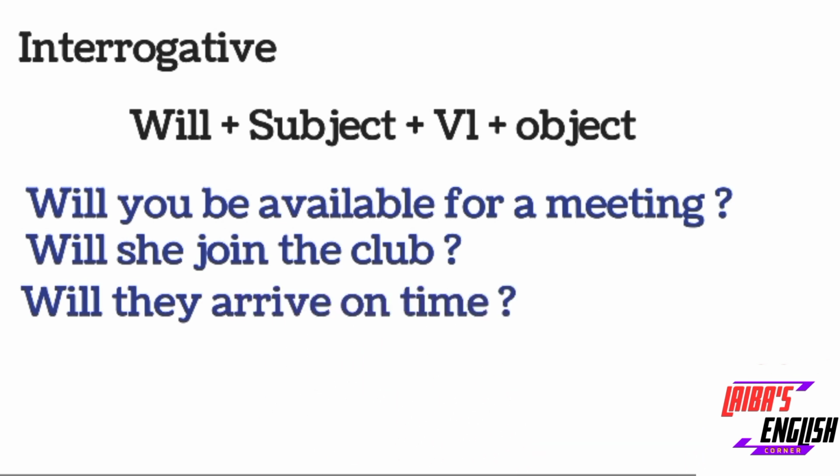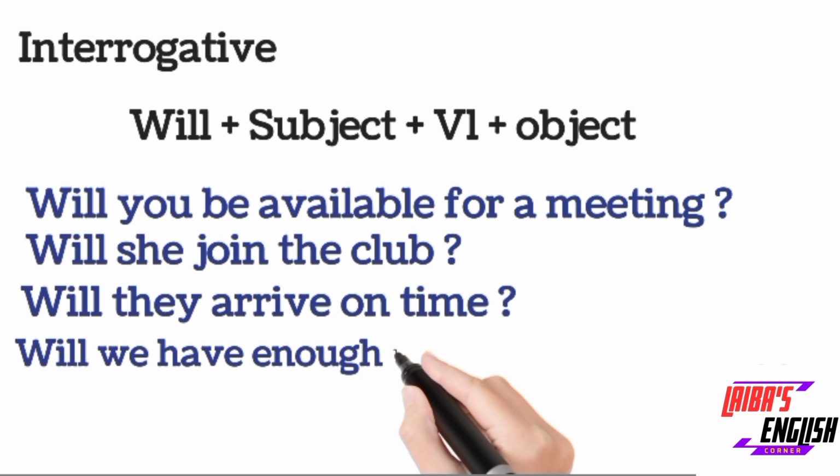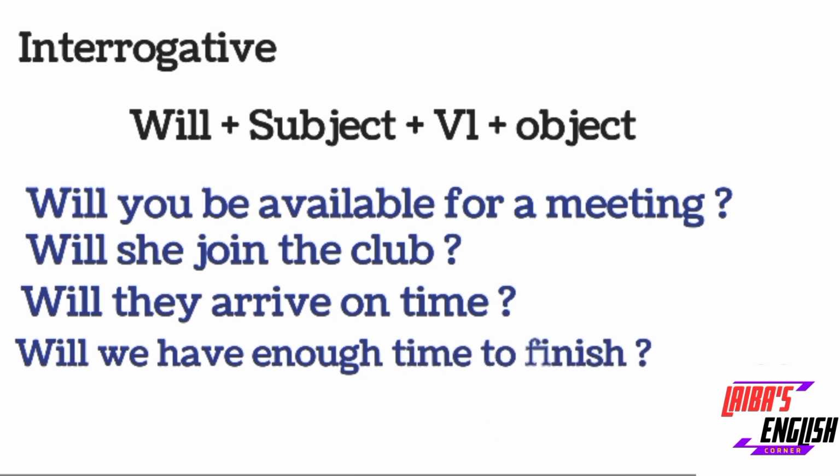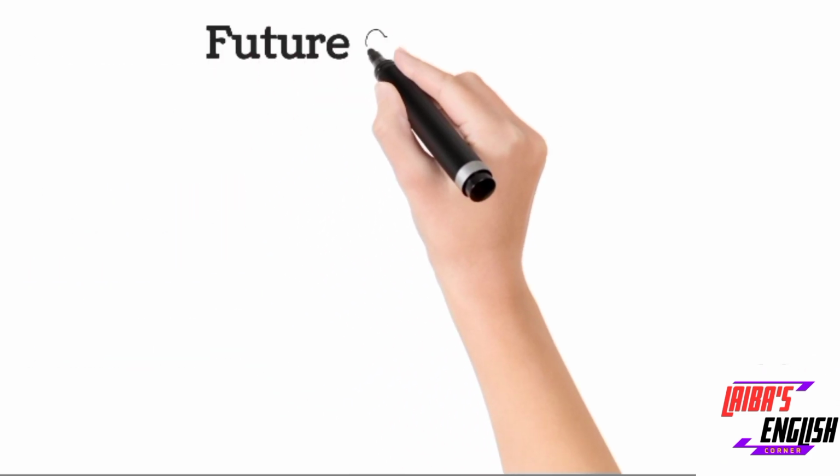Third example is, will they arrive on time? So, we use the same structure for making the sentence. Fourth example is, will we have enough time to finish? So, these are some of the basic examples of an interrogative simple future.